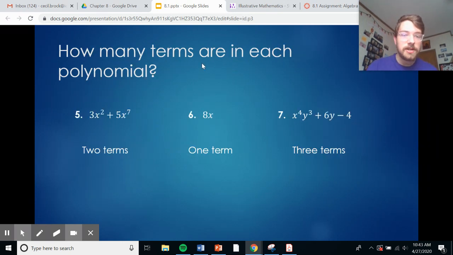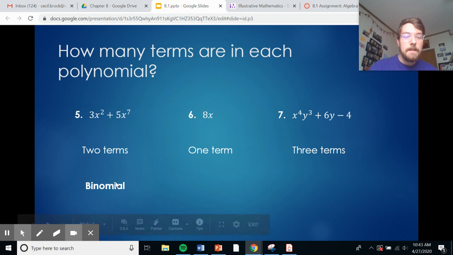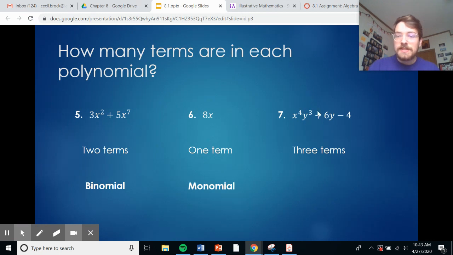So, in terms of those polynomials from before, where I was asking about the number of terms, now we can figure out what type of polynomial it is. So before with number 5, this had the two terms, that 3x squared plus 5x to the 7th. That's two terms, so we can consider that one to be a binomial. And number 6, that's nothing new because you learned that at the start. I just have 8x, it's one term, so that is a monomial. And this last one with the three separate terms, it's going to be a trinomial.